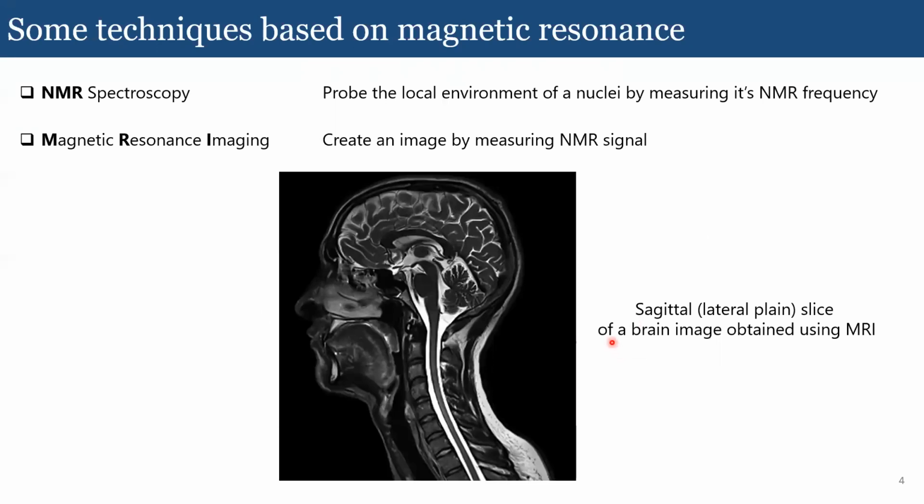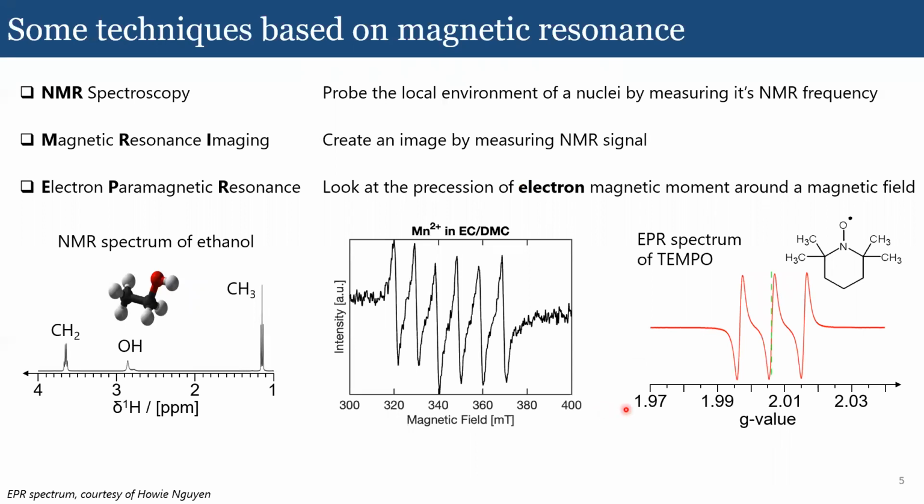Another well-known technique that uses NMR is magnetic resonance imaging, or MRI. In an MRI, the NMR signals are recorded at different locations and used to recreate an image, like shown here with the brain picture. The other technique that I mentioned, EPR, that was presented by Howie in a previous talk, is in fact very similar to NMR, at least in principle.